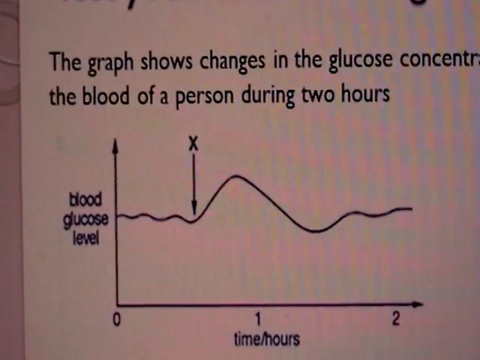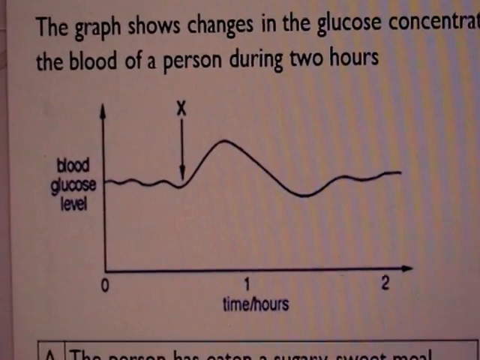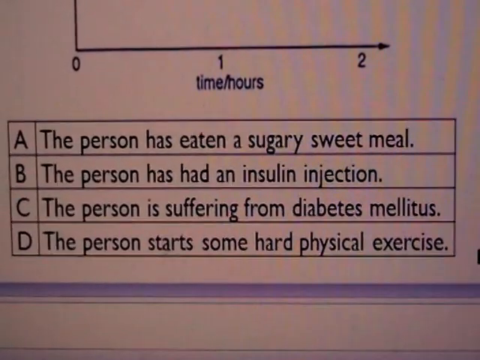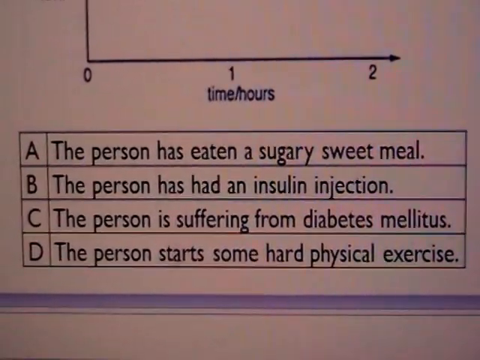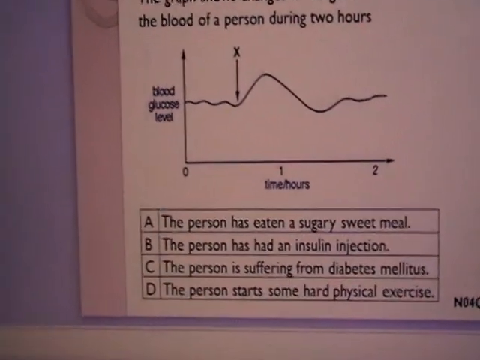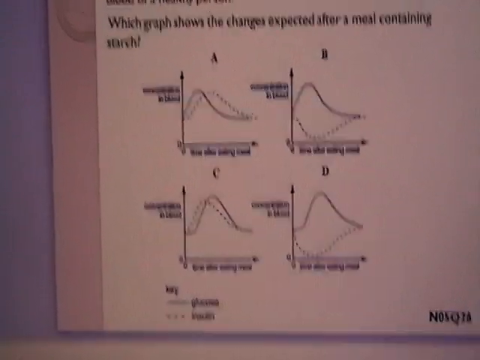Alright, so let's see. At point X, blood glucose level actually increases. Which of the activity will cause the increase? Alright, answer will be very straightforward. A. After a sugary sweet meal. Alright, after digestion, the blood glucose enters the blood, therefore for the increase.